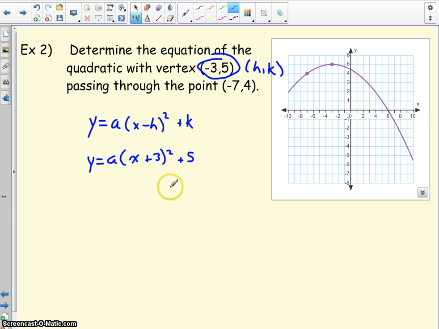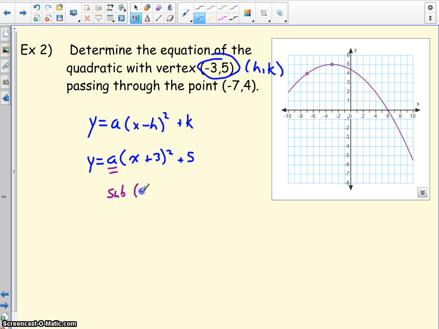Okay, and much like working with factored form, there was a mystery a value we had to solve for, because I can create tons of different parabolas that have this vertex, but only one of them is going to have this exact shape where it passes through that point. So if I know it passed through the point negative 7, 4, what I did before with factored form is I subbed in the point and solved for a, and it's the exact same process here.